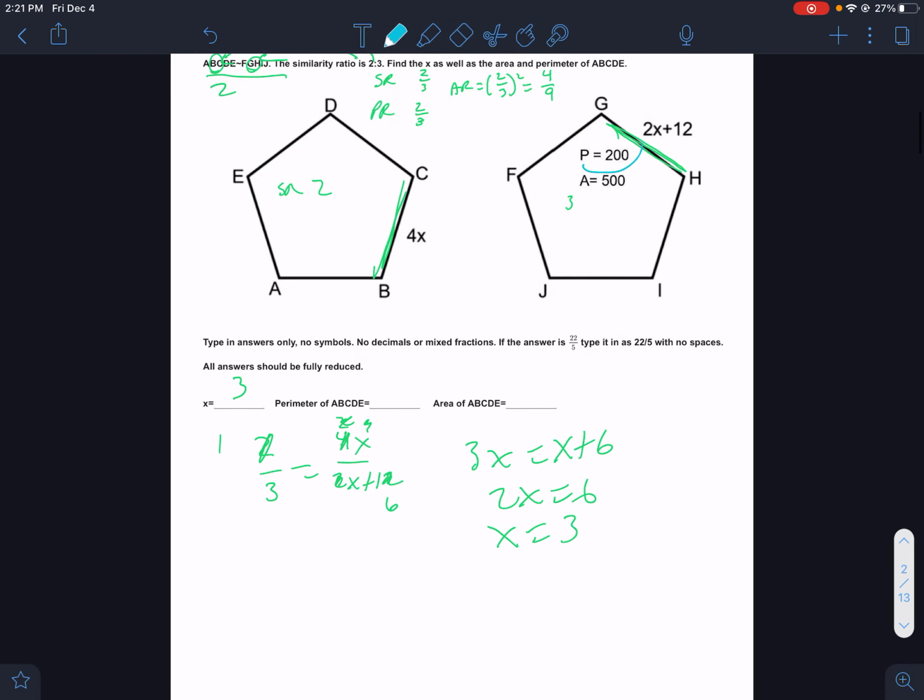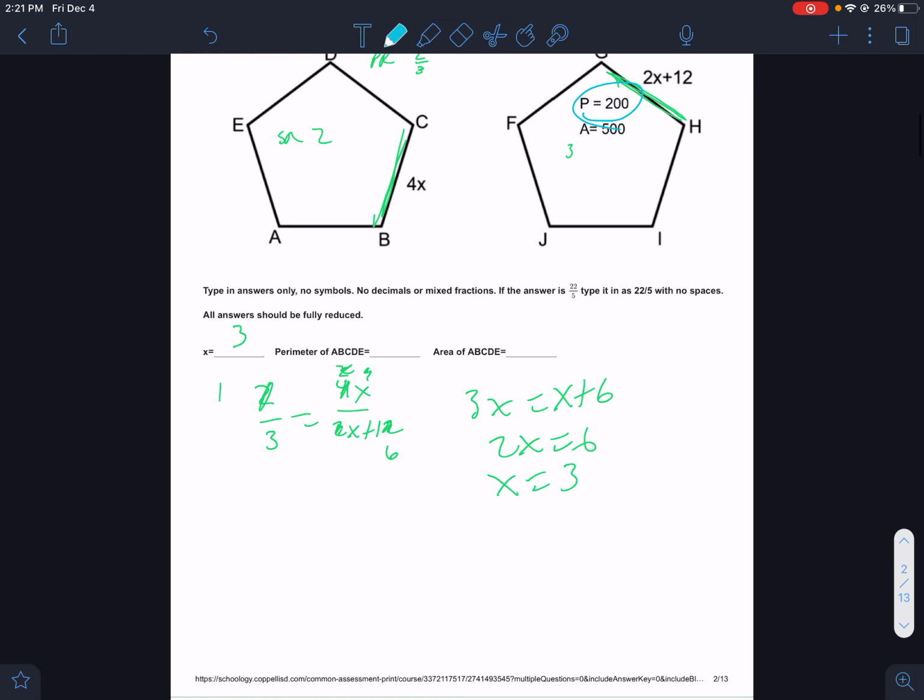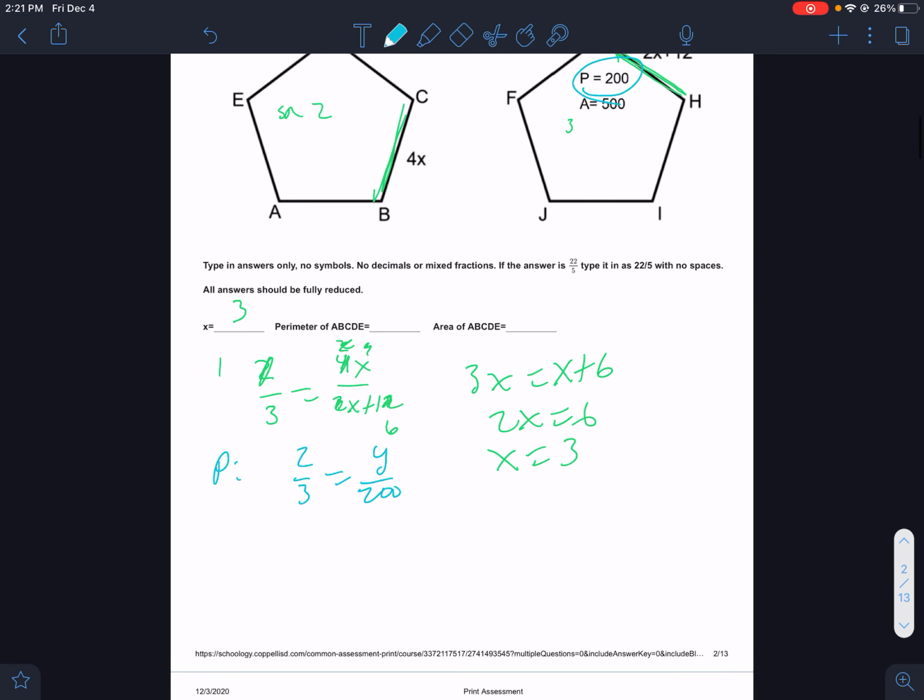Perimeter, I'll change colors up. The perimeter number here is 200. That's on the bigger shape. So for perimeter, I'm going to do 2 over 3 again, same ratio. I'm not going to use x because we've already used x. I'll say y, the perimeter is y over 200. Nothing reduces there, so 400 equals 3y, and that would be y would equal 400 over 3. So the perimeter would be 400 over 3.